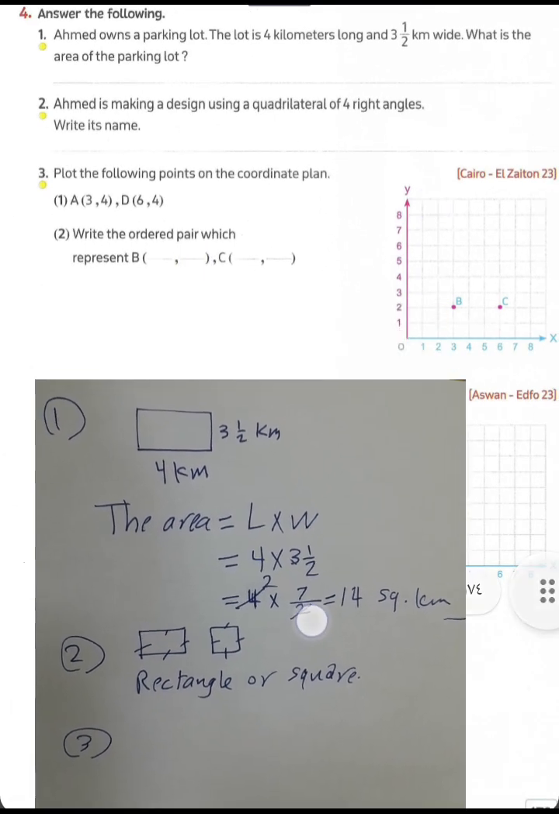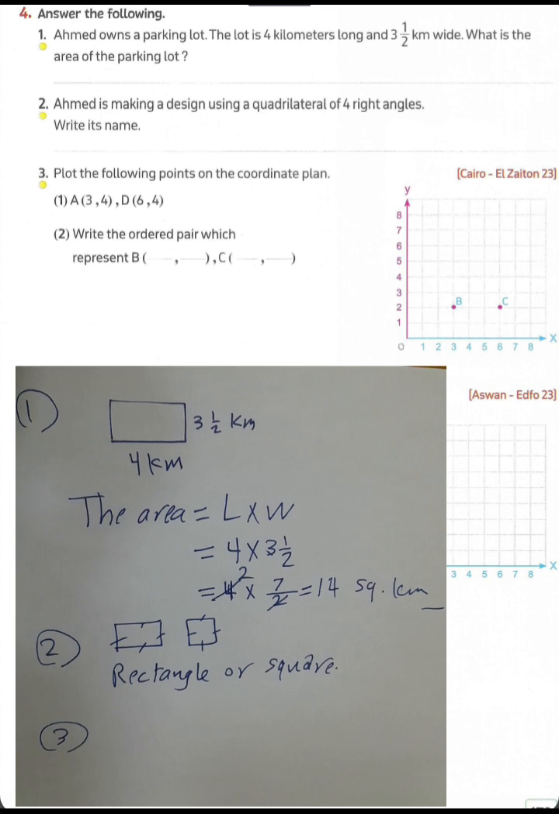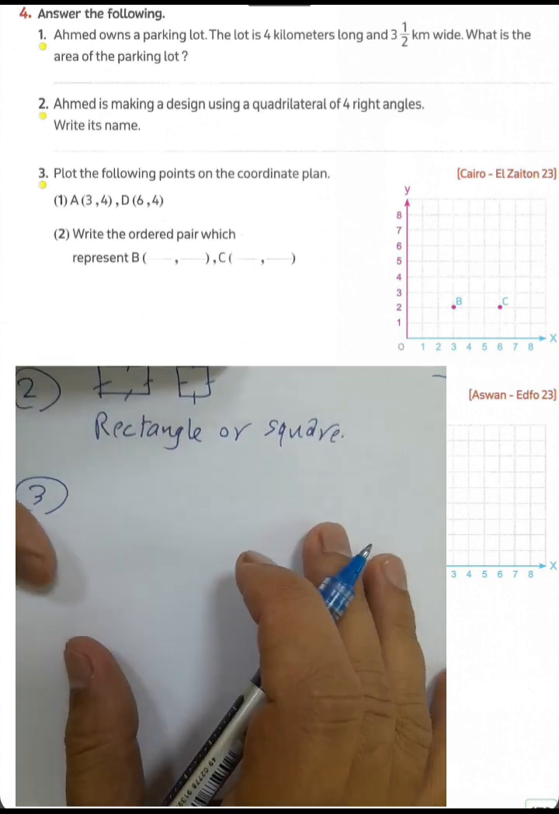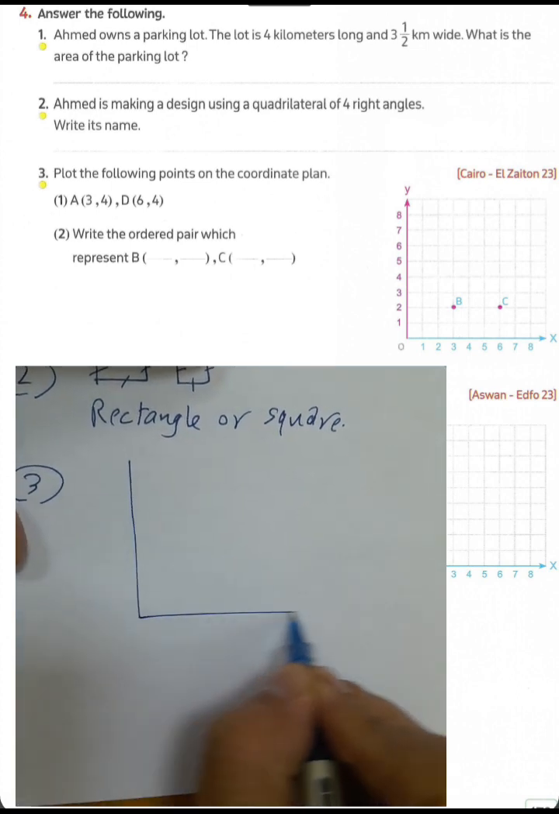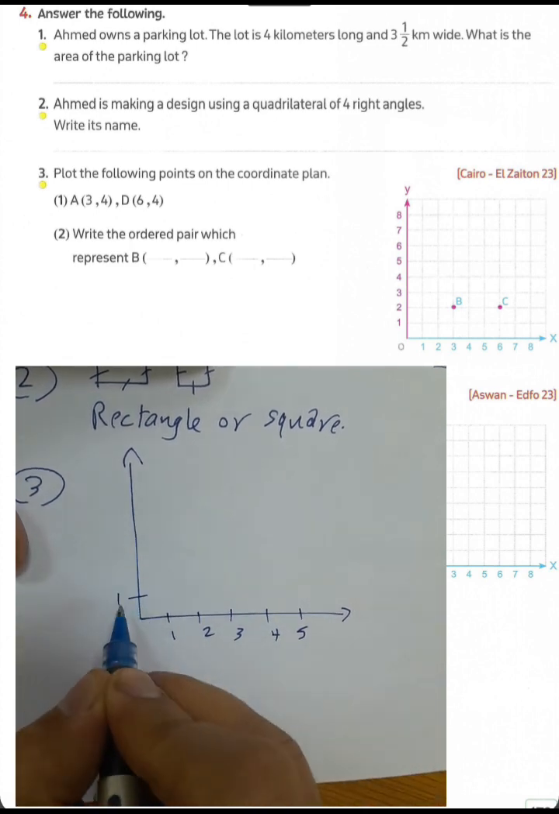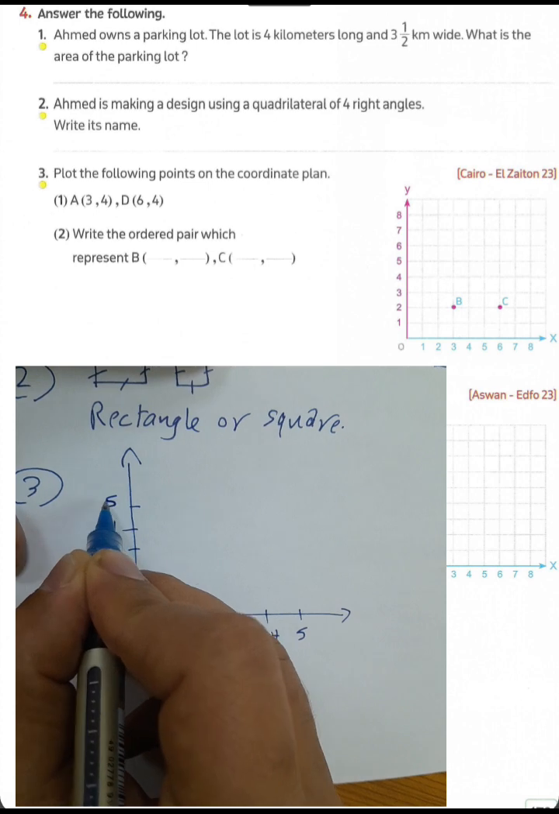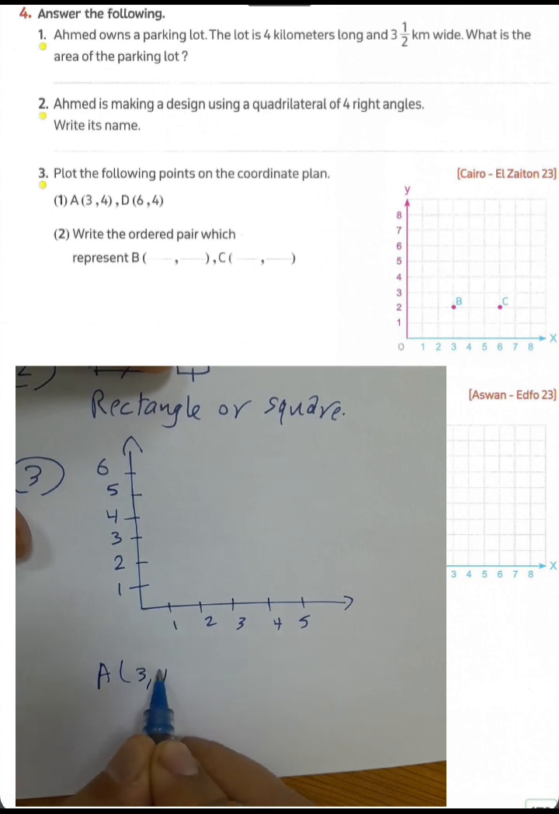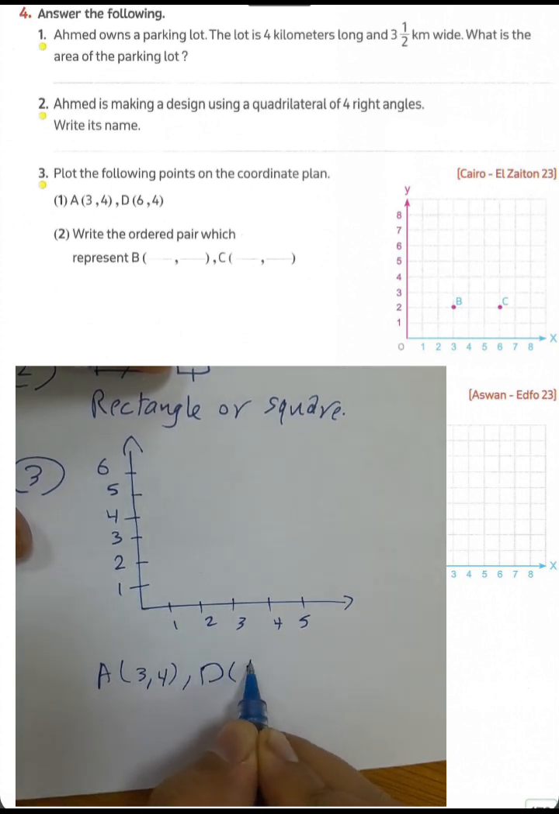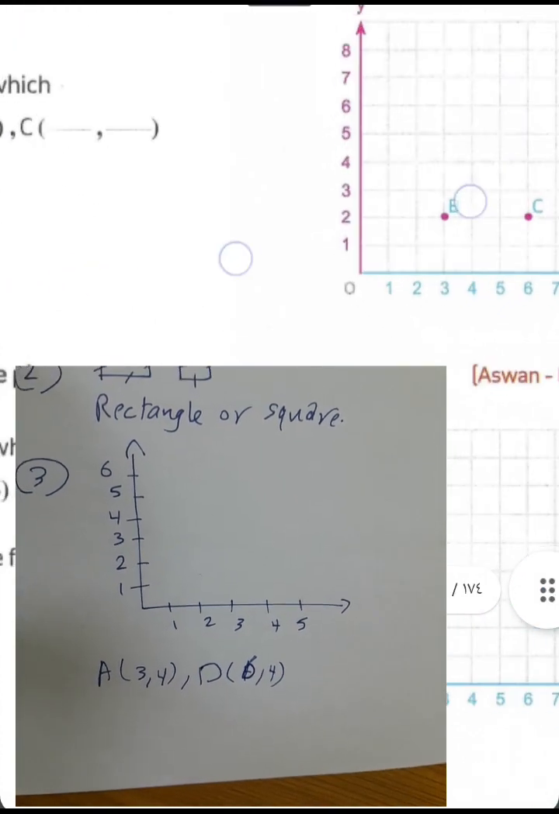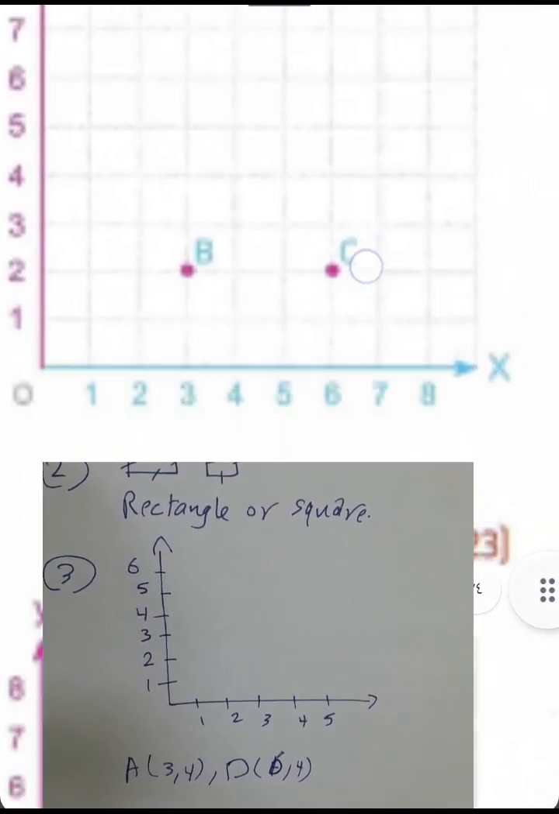Question number 3. Plot the points on the coordinate plane. We have point A at 3 and 4, and point D at 6 and 4. You want to plot the points and draw. Look with me. We have the graph here, 1, 2, 3, 4, 5 and 6. The first point A is 3 and 4, and the second point D is 6 and 4, and we have 2 points here.